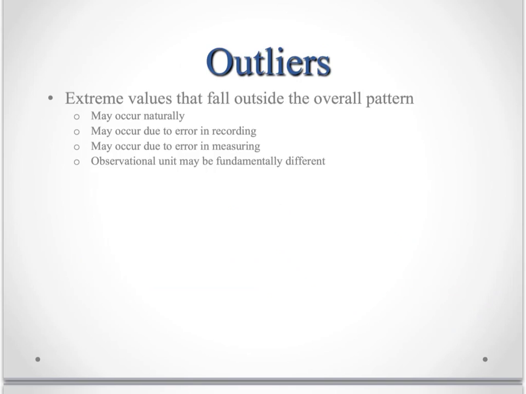Now, outliers are extreme values that fall outside the overall pattern. And we will talk, when we go a little bit further, about ways to actually calculate outliers, which ones are outliers and are not. You have to remember that outliers can occur naturally, or you can have them in your data because of errors, either in recording or of measuring or using different units.